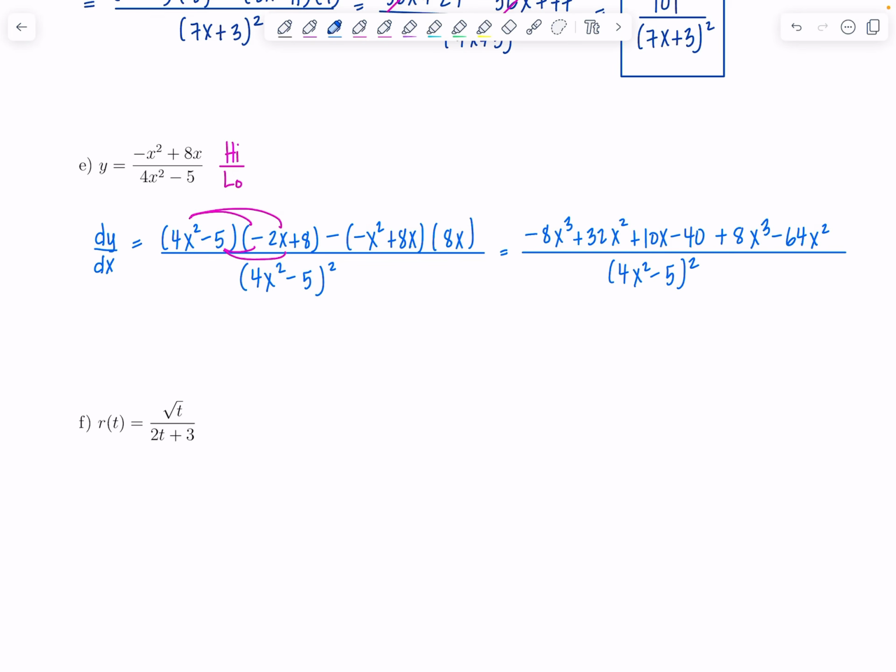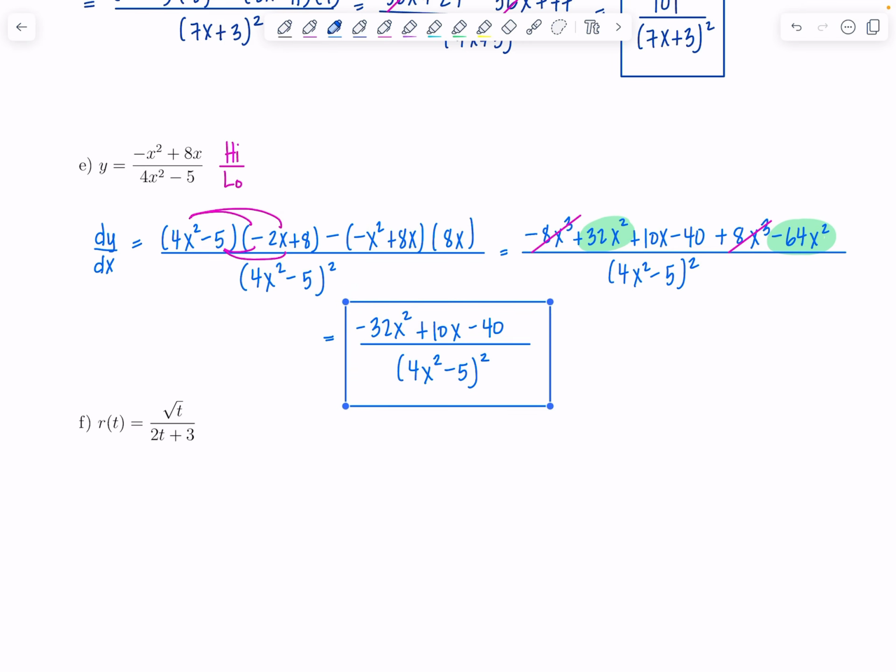Perfect. Anything you notice we can clean up? Yes, 8x cubed is out of there. And then I can combine some like terms, right? Because 32x squared, negative 64x squared. Let's put everything in descending powers in the numerator. So I'm going to have negative 32x squared plus 10x minus 40 over 4x squared minus 5 squared.